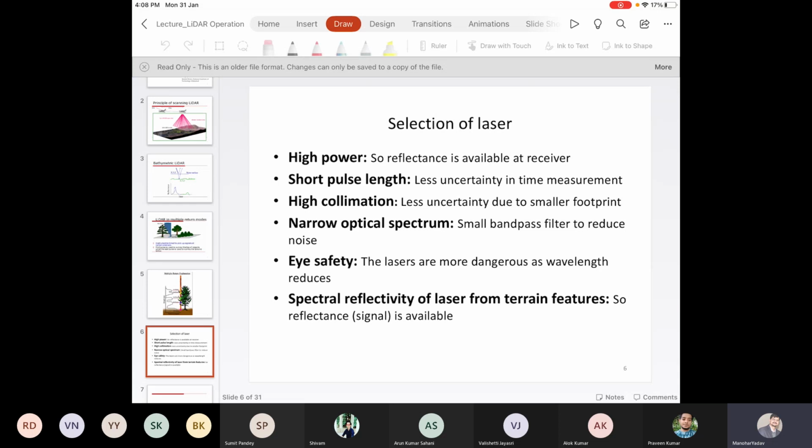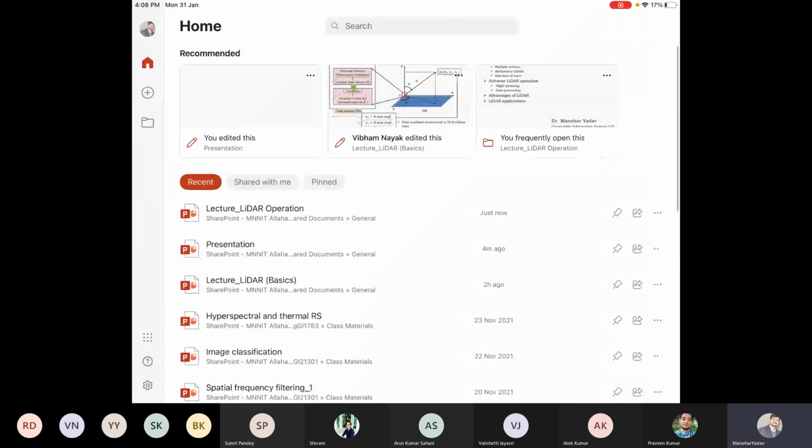These 6 parameters are very crucial while selecting the laser. And for a detailed understanding, I will again elaborate the concept one by one. Like why we require a narrow band, this narrow pulse length, why we want to make it highly collimated, why we select only one wavelength.